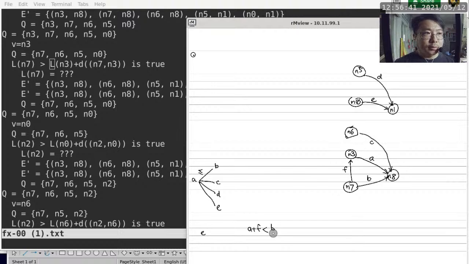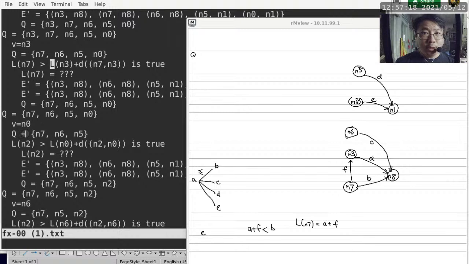All right, so I'm not seeing any questions. Okay, so at this point, I'm going to have to start to keep track of the L values too. So we're going to have to say L of n7 is a plus f. Okay, and that has to do with we update L of n7 right here, which is right after we perform the comparison, and the comparison is confirming that the greater than relation is true. Okay, so this part is important.